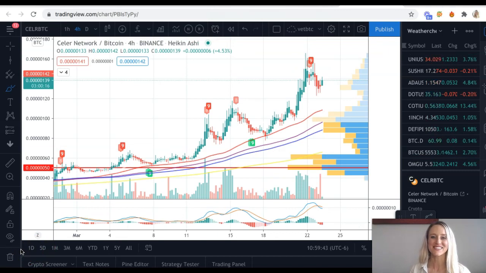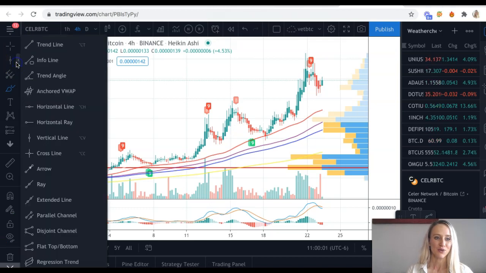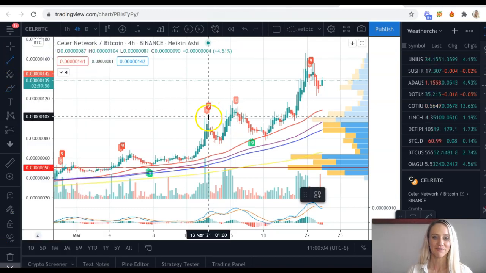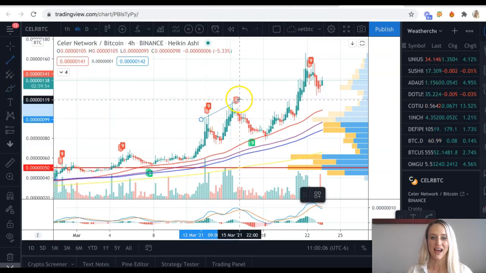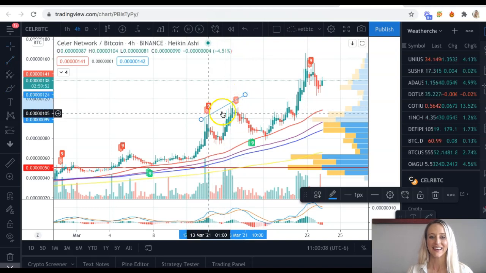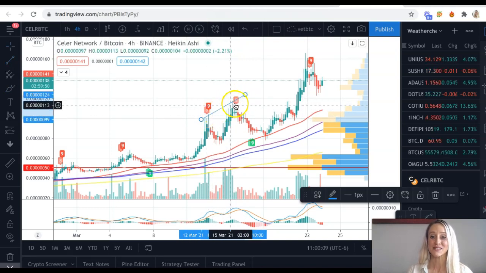So divergences can be found using the RSI, the stochastic RSI, the MACD histogram, and what you're paying attention to is when the price action doesn't match up with the indicator. So I'm going to go ahead and show you an example here. I'm going to get my trend line here. So here, this swing high is a higher high, so it's increasing, okay?